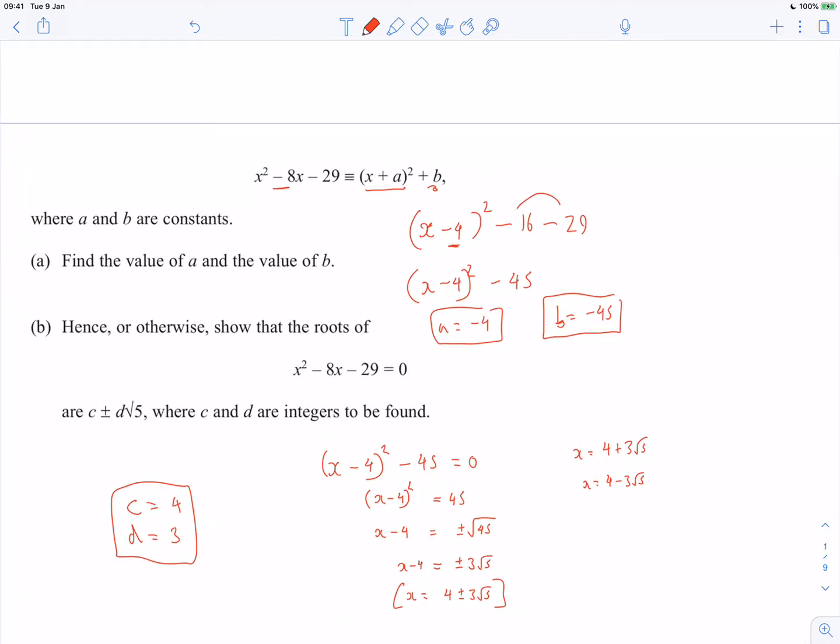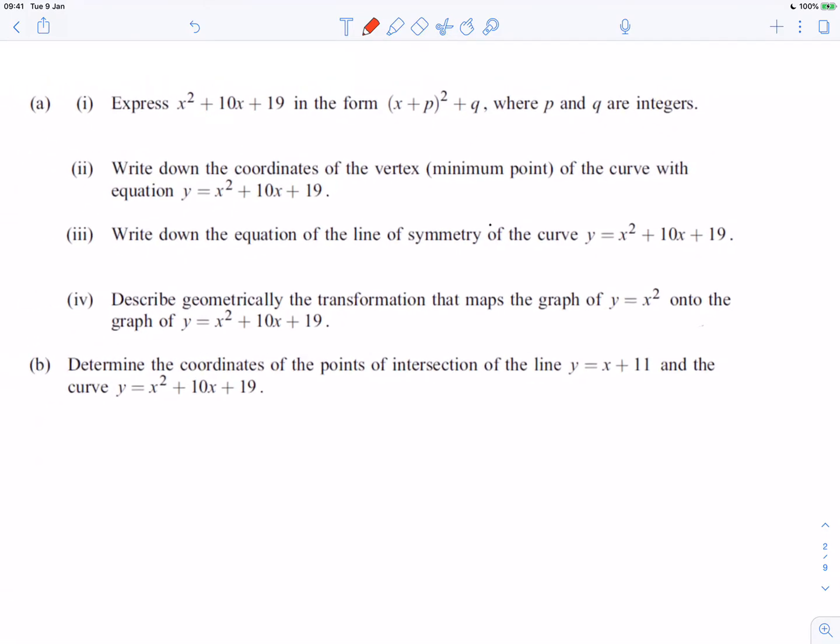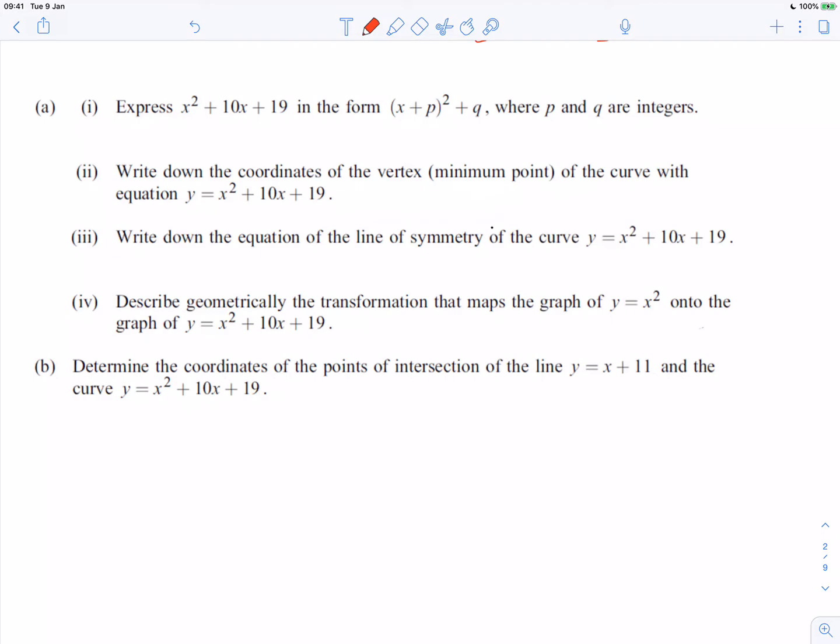Yeah, not bad. Pretty early past paper question for AS. Okay, try another one. Pause the video, give it a go. Okay, express x squared plus 10x plus 19 in that form. Oh, we've got to complete the square again. So this is going to be x plus half of 10 is 5 squared, minus the 5 squared is 25, bring the 19 down. So this is going to be x plus 5 all squared, minus 25 plus 19 is minus 6. So for part I, that's done.